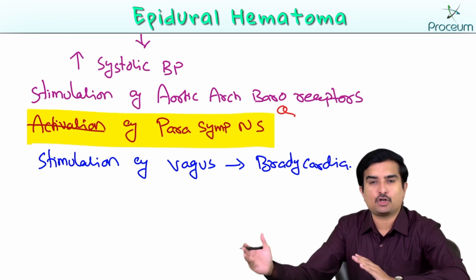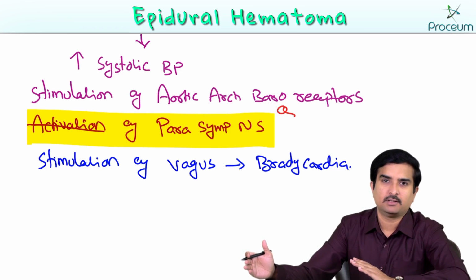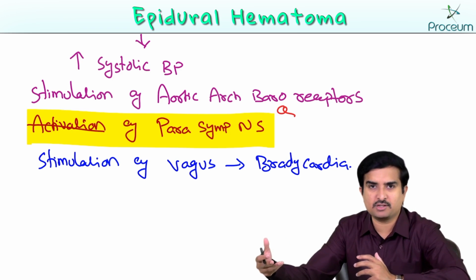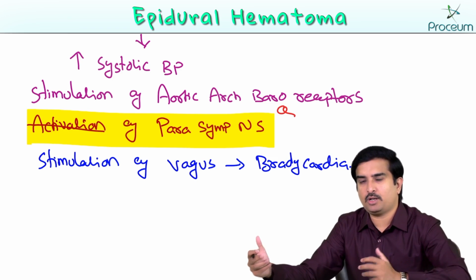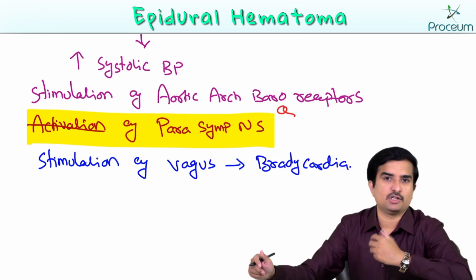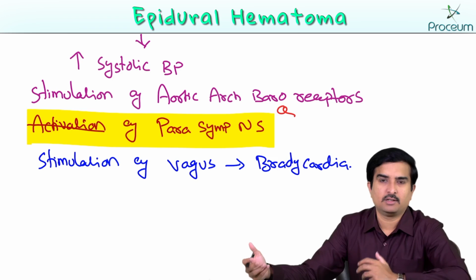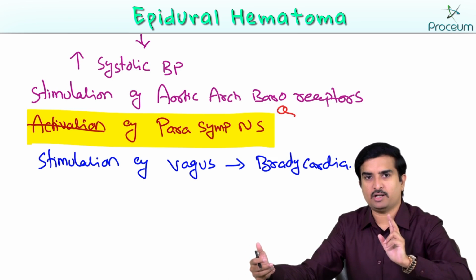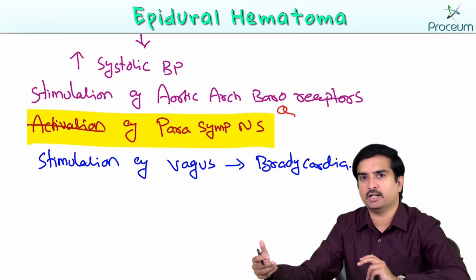Initially, as a compensatory mechanism, activation of the sympathetic nervous system causes hypertension, an increase in the systolic blood pressure, and the high pressure is detected by the aortic arch baroreceptors. Stimulation of the aortic arch baroreceptors causes stimulation of the parasympathetic nervous system, that is vagus nerve activation, which causes a decrease in the heart rate, that is bradycardia. So in the triad, now you know the two events, why hypertension and why there is bradycardia.